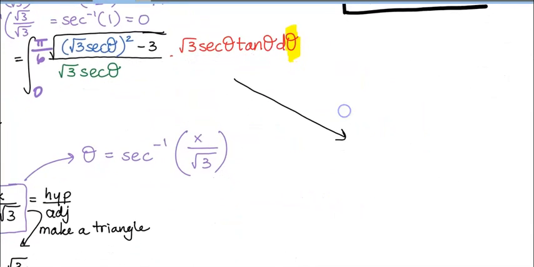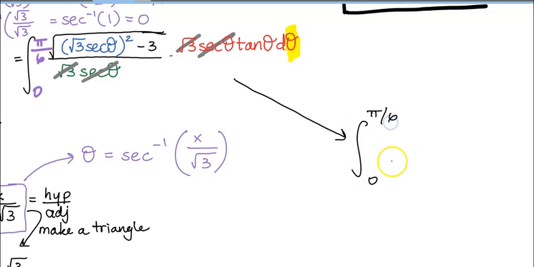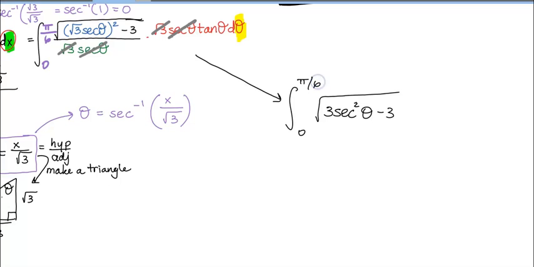So now let's actually start simplifying this integral. We can cancel some things out. We can cancel out the root 3's. We can cancel out the secant thetas. Let's see what we have going on when we simplify what's under that square root. I'm going to square the root 3 to get 3. And I'm going to square the secant theta to get secant squared theta. And from that, we are subtracting 3. In the numerator, I have a tan theta d theta that's left. And everything in the denominator canceled, so I don't need to write the denominator.